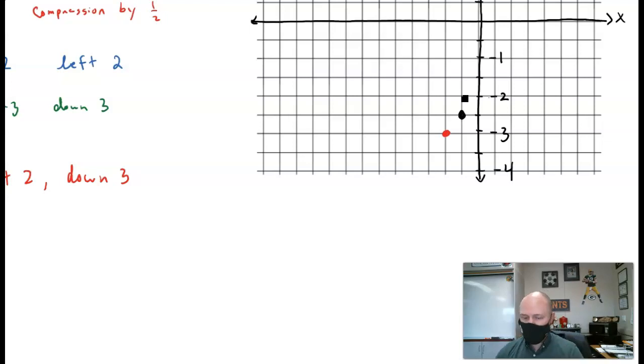Okay, the next point, I'm going to go right 8. 1, 2, 3, 4, 5, 6, 7, 8. And then instead of going up 2, again, I have to multiply 2 by 1/2. I have to take half of it. So I'm going to go up 1 unit. And if you want, you can go ahead and draw an arc through it. Just doing half of step 3 a little early.